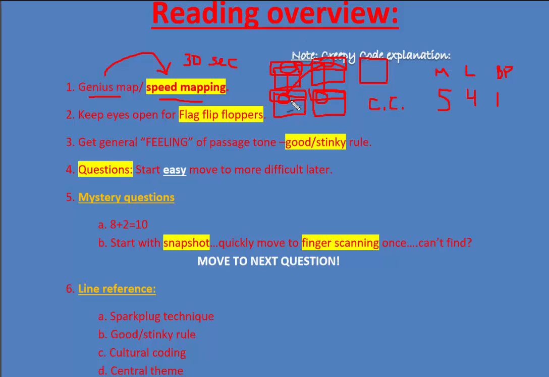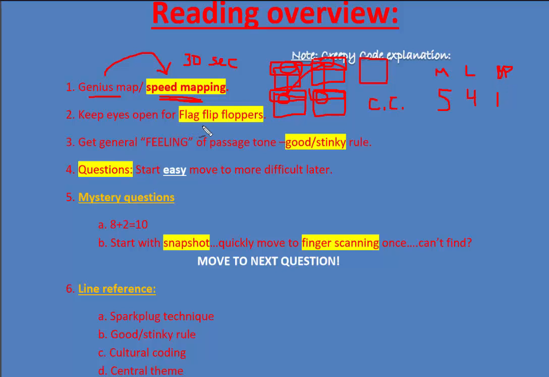If you blow through the genius map through speed mapping quick, and you feel like, I don't like my genius map, you can always answer mystery and line reference questions to build up your genius map and answer that big picture question at the end. That's an option for you.